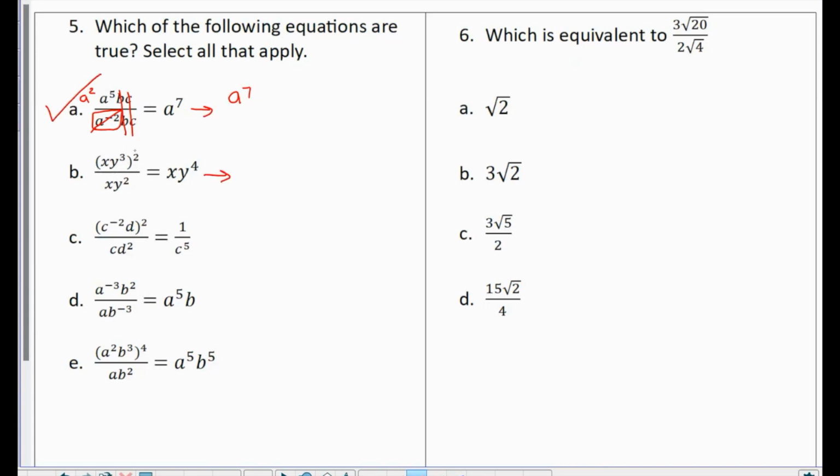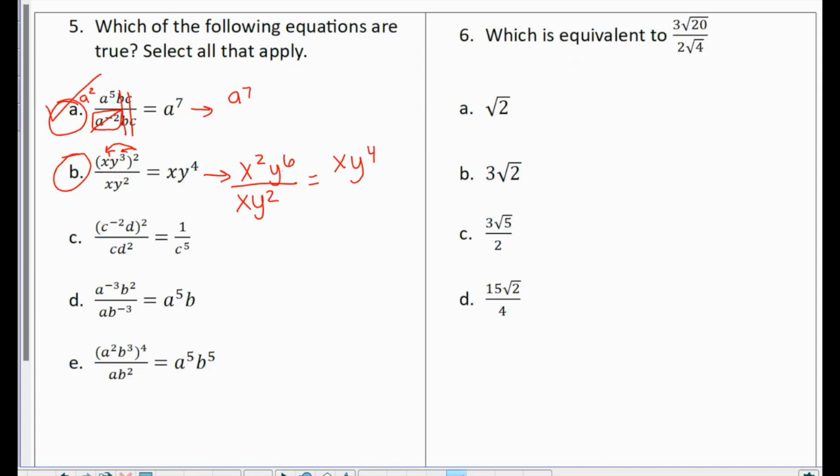B, before we can start simplifying, we have to distribute this power of 2 to everything on the inside. And remember, anytime you have a power to a power, you multiply, and if there's no exponent, it's automatically raised to the first. So this is x to the 2nd, y to the 6th, over x, y to the 2nd. And we can start canceling out. I have 2 x's on top, 1 on the bottom. That leaves me with just 1 on top. I have 6 y's on the top, 2 on the bottom. That's going to leave me with 4 on the top. And that's true. So A and B are possible answers so far.